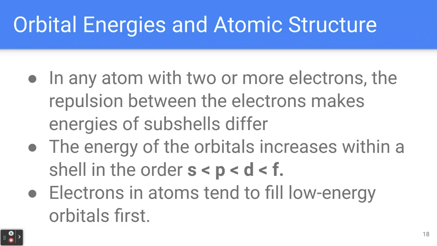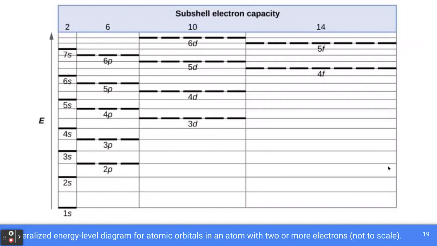Our P has the next highest energy, D has the next highest energy, and F has a really high energy. And that all has to do with those electrons trying to get away from each other in those orbitals. So this diagram here just shows us the energy. The higher up on this chart you are, the higher energy you have.